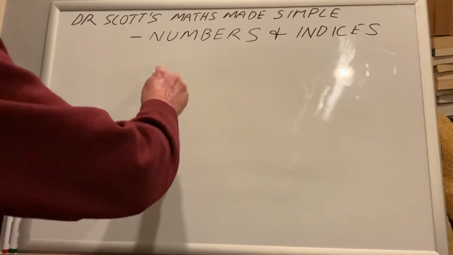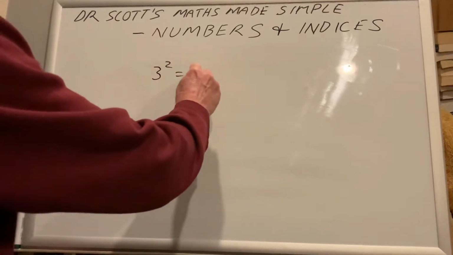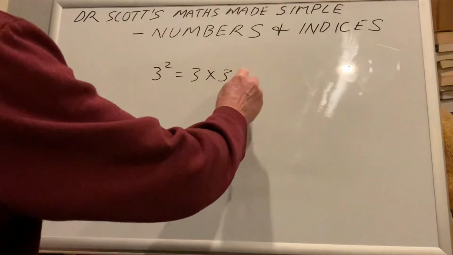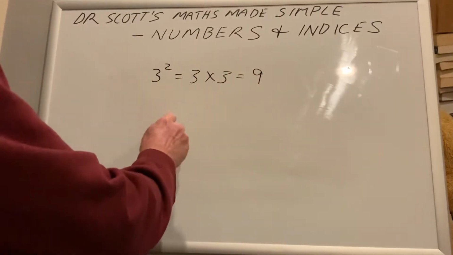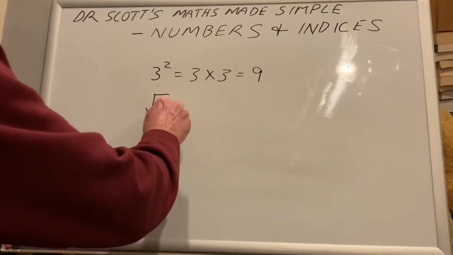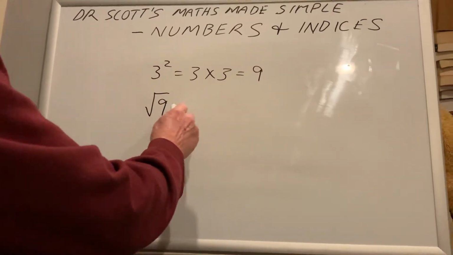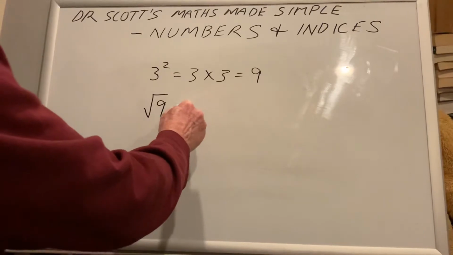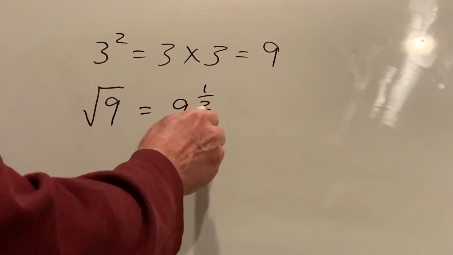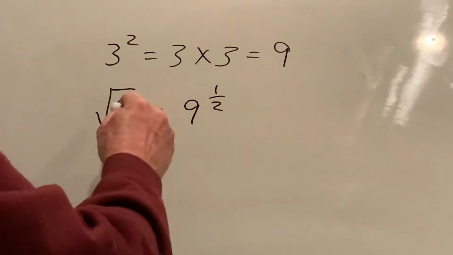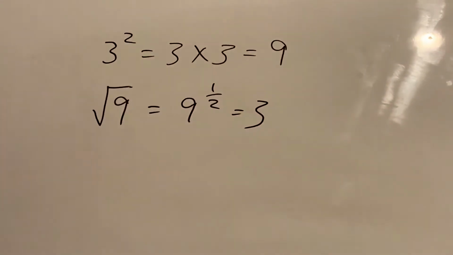If I said to you, remember 3 squared equals 3 times 3, which equals 9. So if we want to go back the other way, what is the square root of 9? The square root of 9, that's the symbol we use to say the square root. What number multiplied by itself gives 9? That equals 9 to the 1/2. That's how you write square root in indices. And the square root of 9 equals 3. So we've just sort of gone round in circles there.